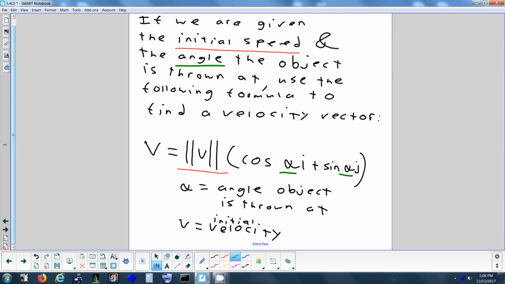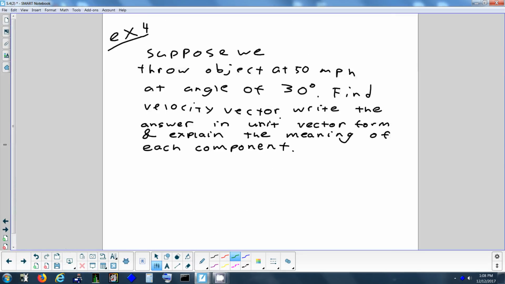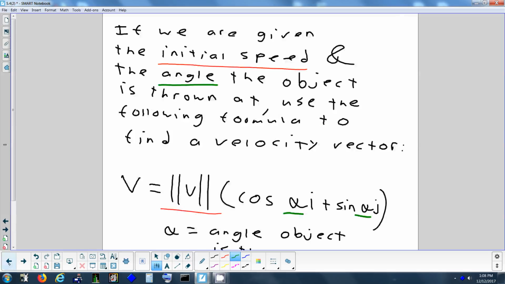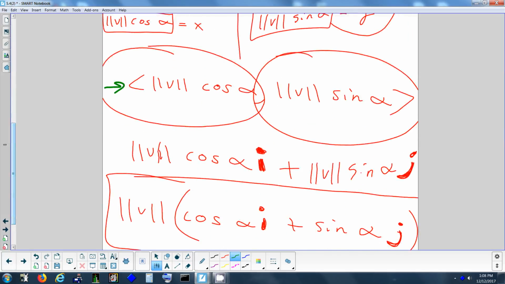Okay, so let's try an example. Okay, so we have an object traveling 50 miles an hour at an angle of 30 degrees. So the first thing they want us to do is find the velocity vector. But they tell us to do it in unit vector form. Okay, so when I gave you guys these formulas right here, I said you could do it that way. That's algebraic. That's what your book calls that way. That's unit vector. So we have to do it like the bottom one.